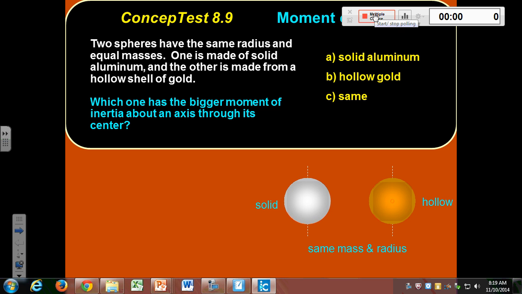All right, so here we have 2 spheres. They have the same radius and equal masses. One is made of solid aluminum, and the other is made of a hollow shell of gold. Which one has the bigger moment of inertia about an axis through its center? So 2 spheres, they have the same mass and same radius, but because one is made out of gold, which is a lot more dense, all of its mass is located at the outer radius. So which one has the bigger moment of inertia? The aluminum, the gold, or are they the same?